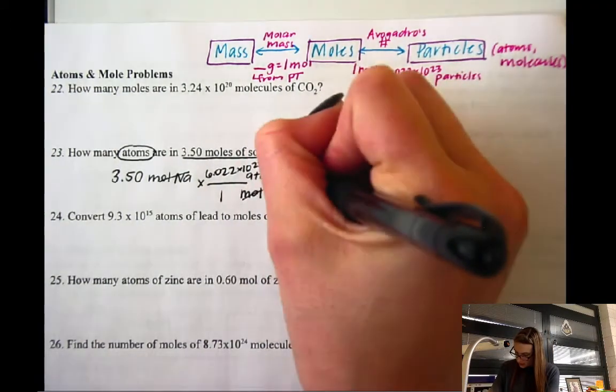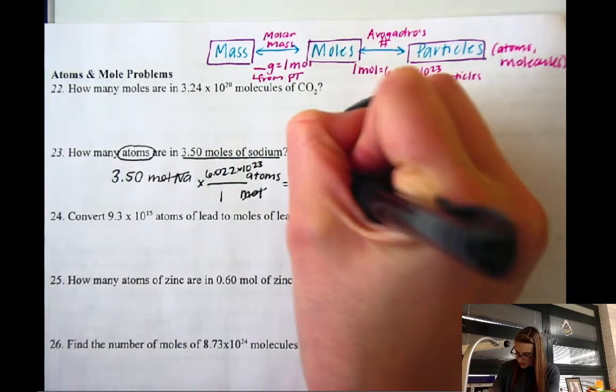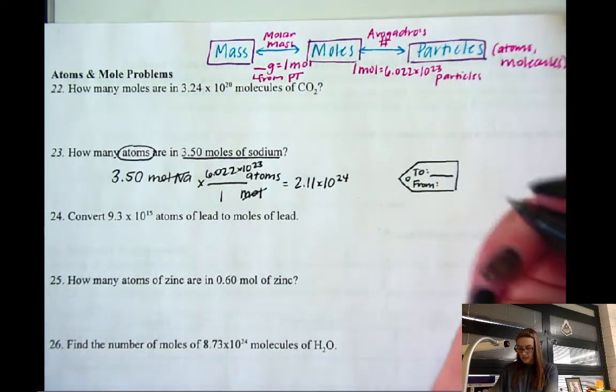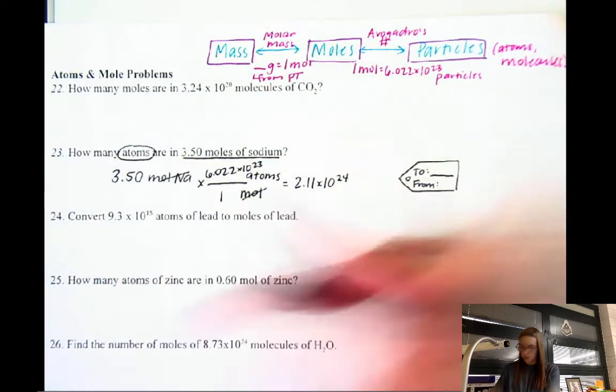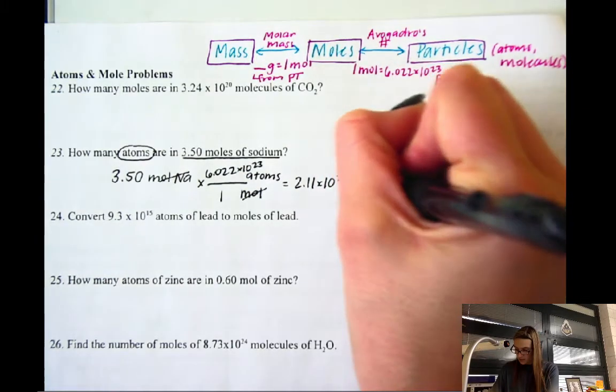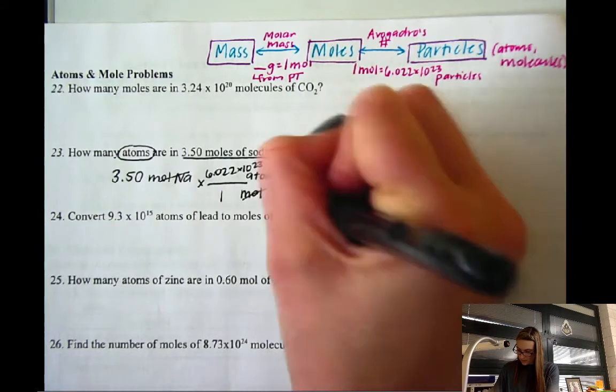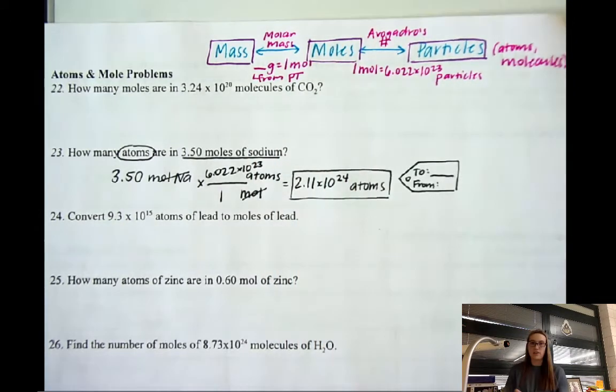So our answer will be 2.11 times 10 to the 24th. And then don't forget your unit. That's the unit we circled here. Atoms. Right, 2.11 times 10 to the 24th atoms.